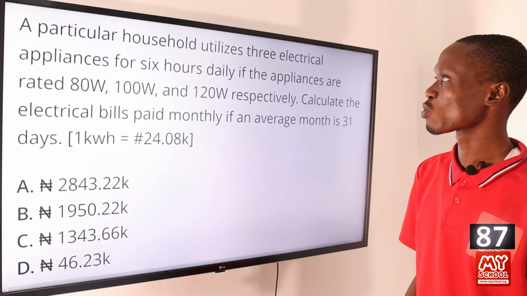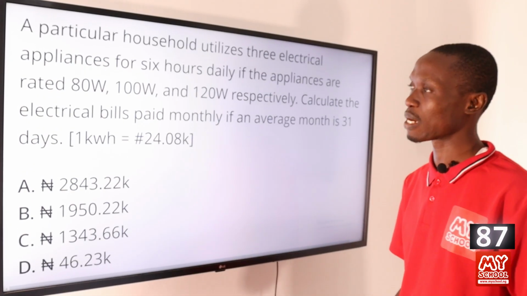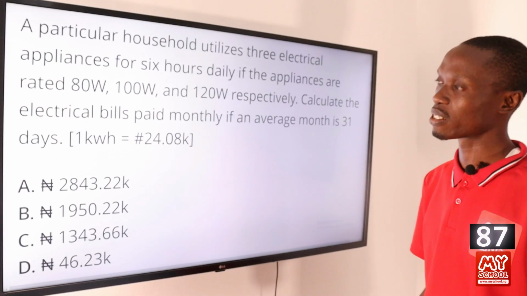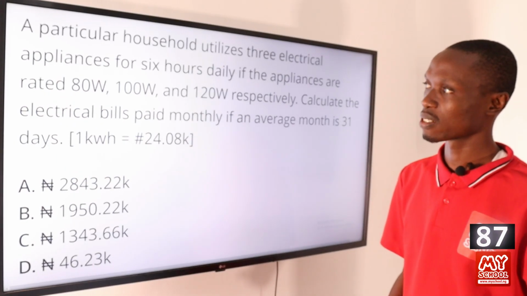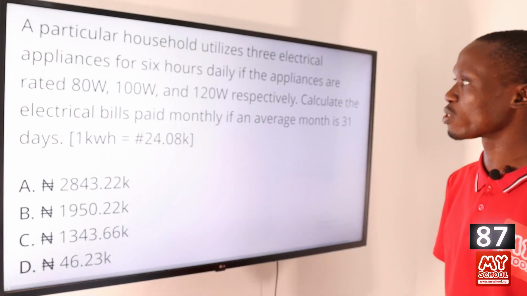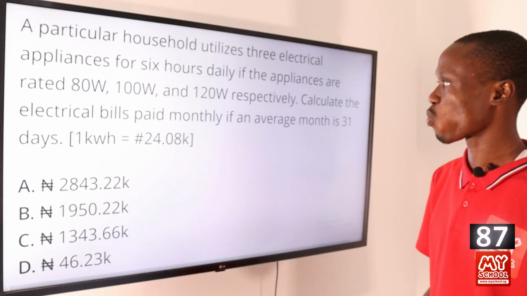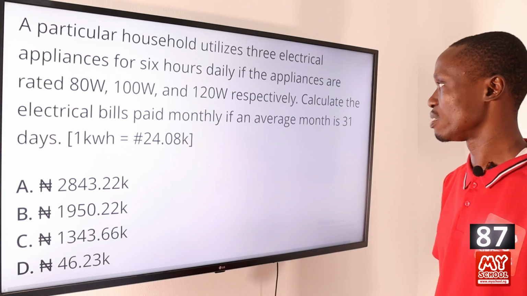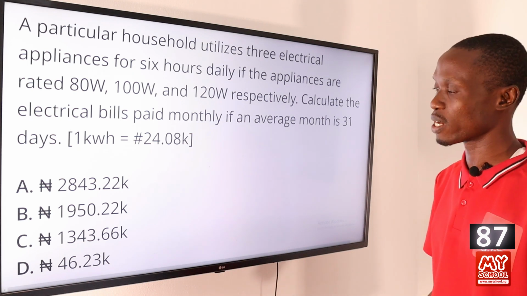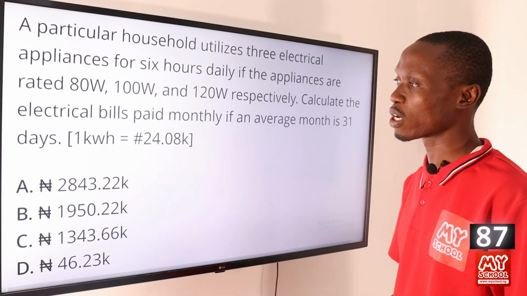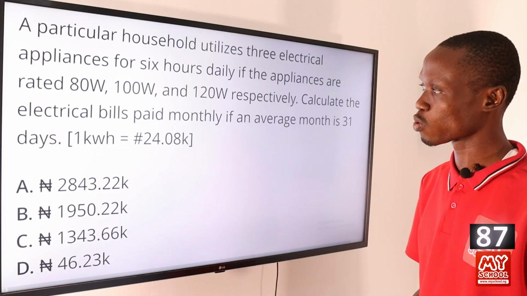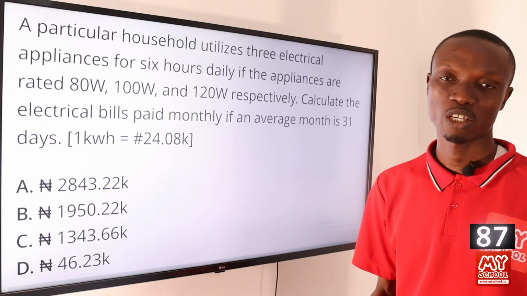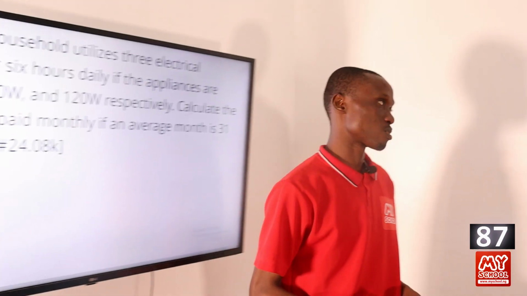Question 87. A particular household utilizes 3 electrical appliances for 6 hours daily. If the appliances are rated 80 watts, 100 watts, and 120 watts respectively, calculate the electrical bill paid monthly if an average month is 31 days. We are asked to take 1 kilowatt hour to be equal to 24 naira 08 kobo. So let's move over to the board to provide the answer to this question.